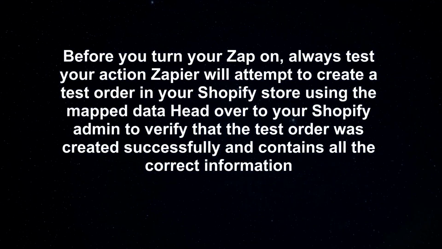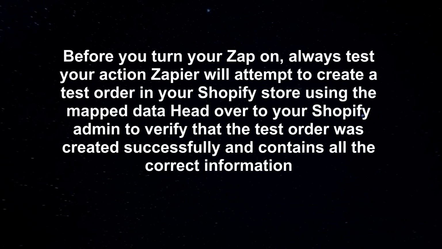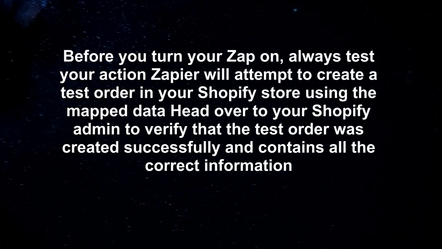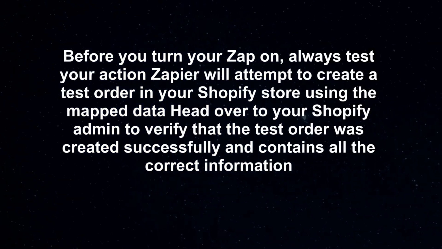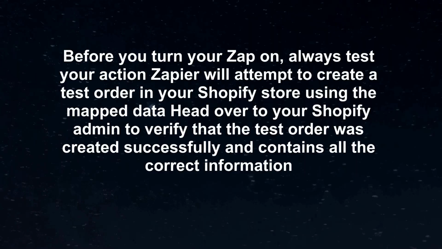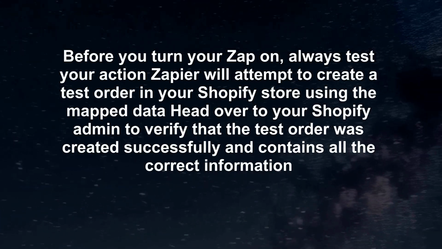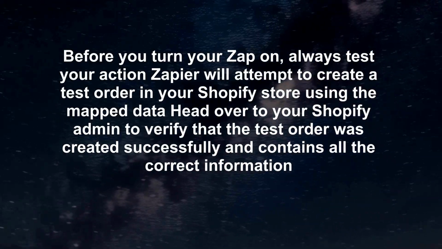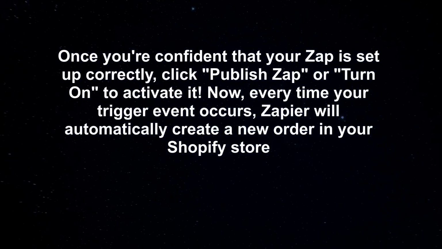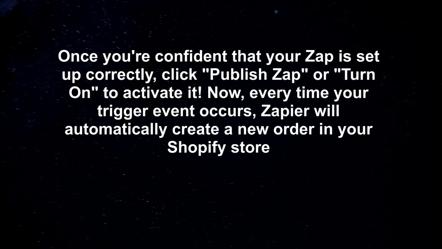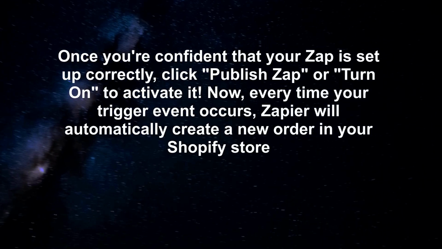Before you turn your Zap on, always test your action. Zapier will attempt to create a test order in your Shopify store using the mapped data. Head over to your Shopify admin to verify that the test order was created successfully and contains all the correct information. Once you're confident that your Zap is set up correctly, click Publish Zap or turn on to activate it.